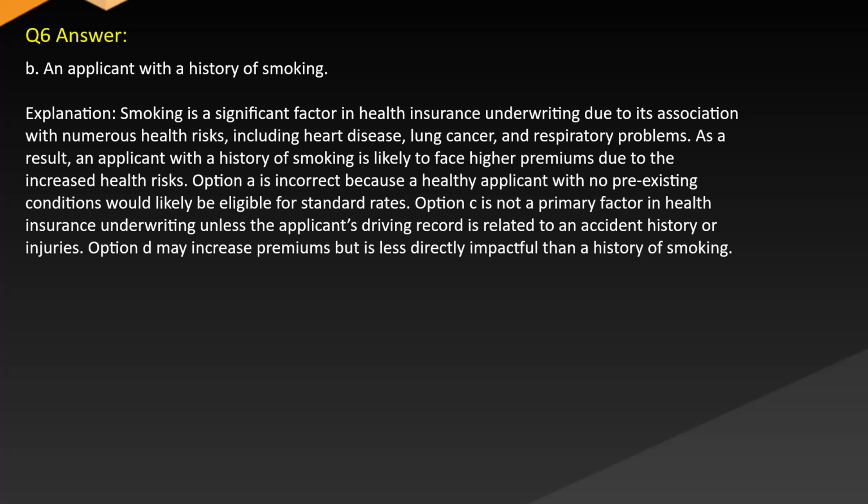Option A is incorrect because a healthy applicant with no pre-existing conditions would likely be eligible for standard rates. Option C is not a primary factor in health insurance underwriting unless the applicant's driving record is related to an accident history or injuries. Option D may increase premiums but is less directly impactful than a history of smoking.